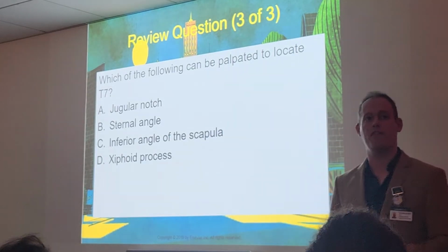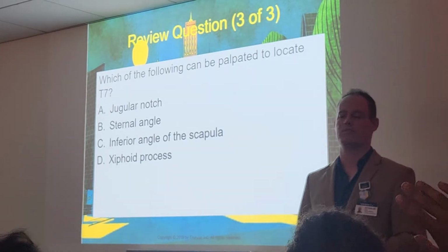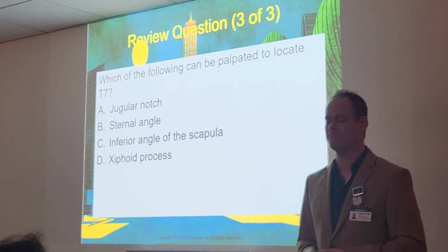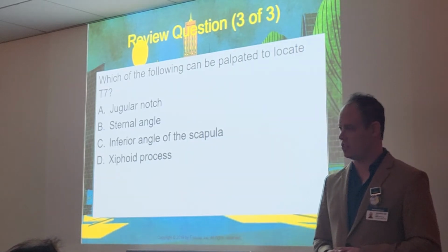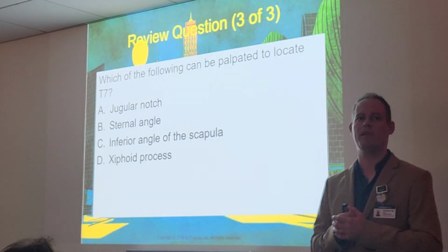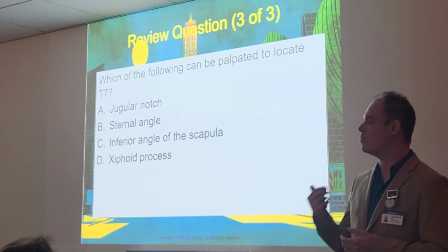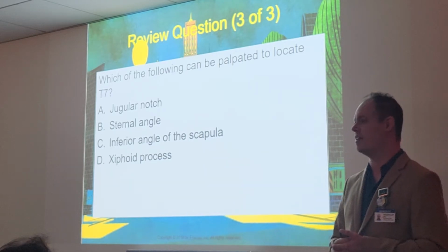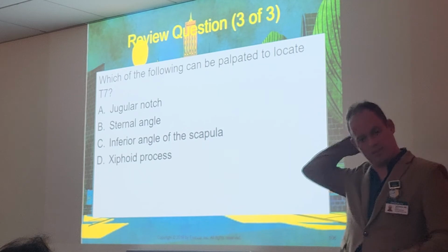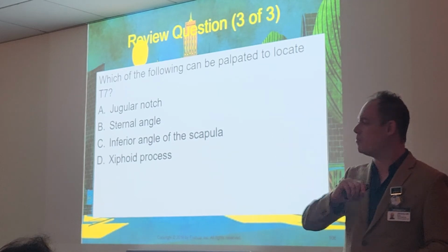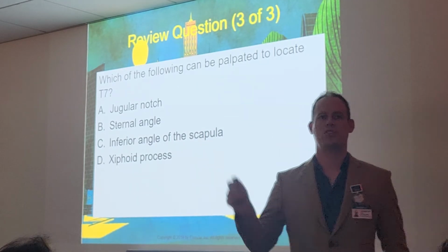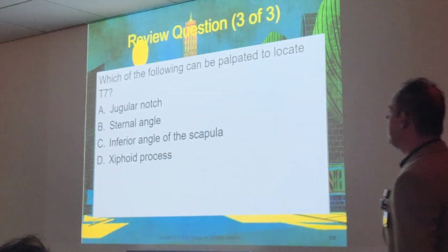And which of the following can be palpated to locate T7? What's an alternative way to find T7? The jugular notch, very good. So the normal way would be what? What's the landmark we're going to use the normal traditional way on the back of the patient? The vertebral prominence. The vertebral prominence is the normal way, but an alternative way would be the jugular notch.